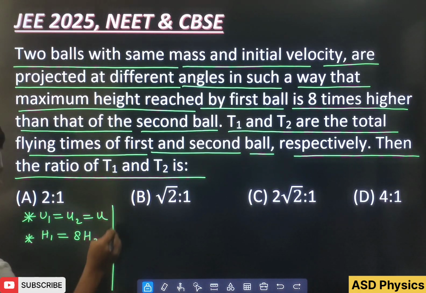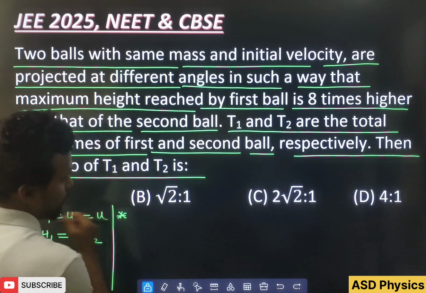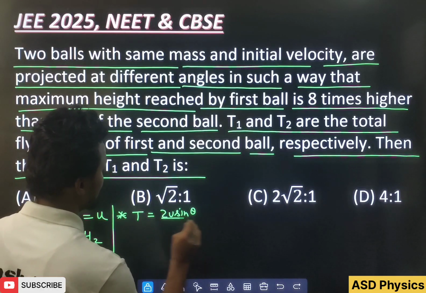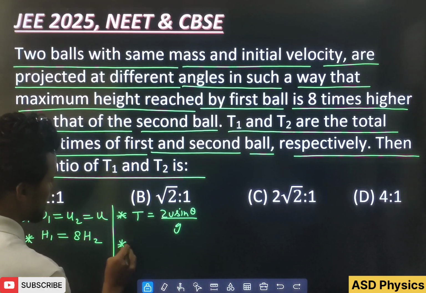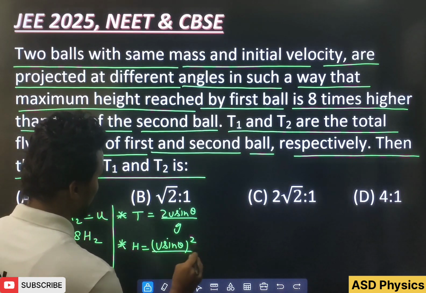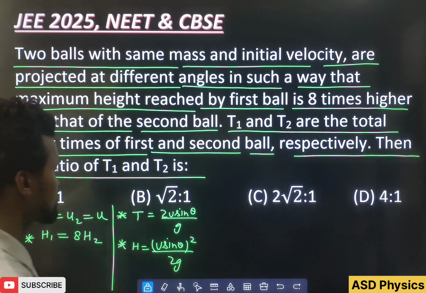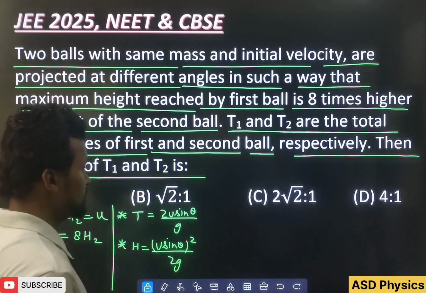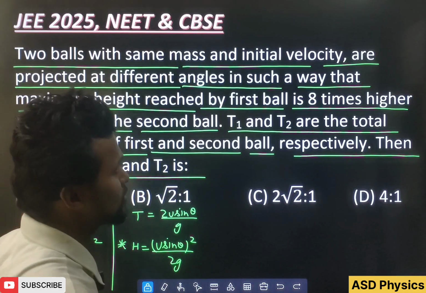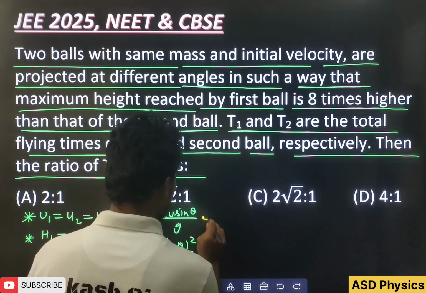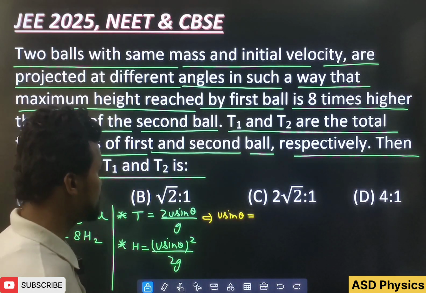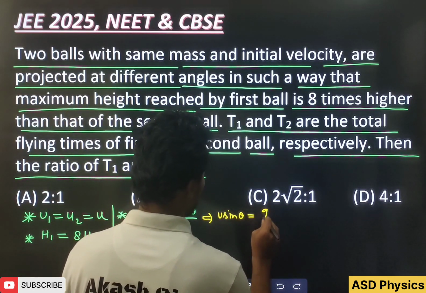Okay, so for this, remember the formula. You know it very well: T equal to 2u sin theta by g. And after that, the maximum height formula is h equal to u sin theta whole square by 2g. Now u and theta are the same, speed is same, angle also same. So what will happen? This u sin theta will become gT by 2.